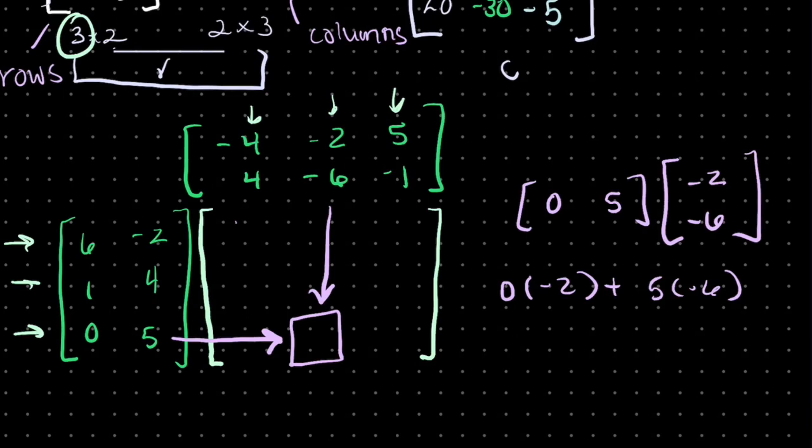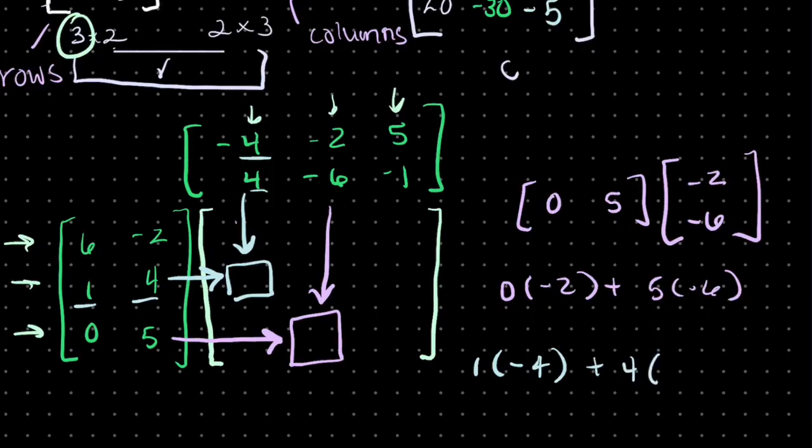So then say I want to find this one. Well, this is going to take this row and this column. Again, you have to do that math, right? The first of the first row times the first of the column plus the second times the second. And we'll get -4 plus 16, which is 12.